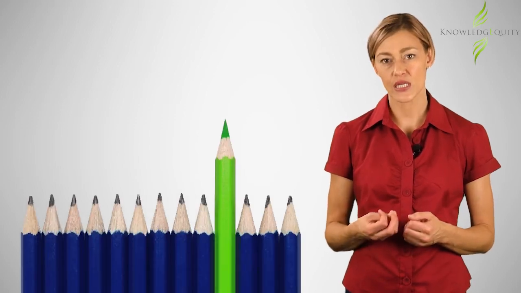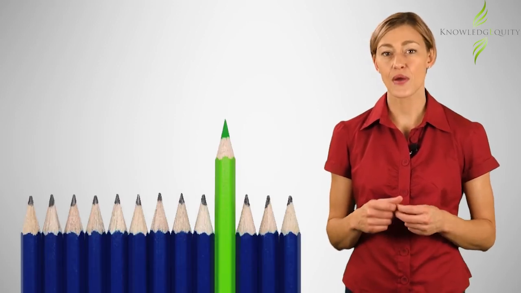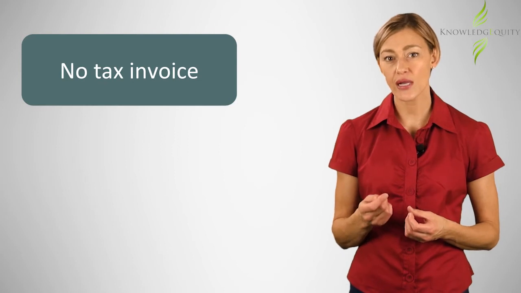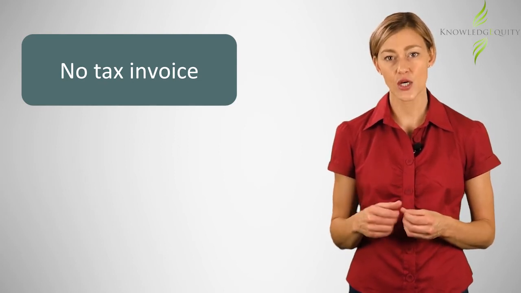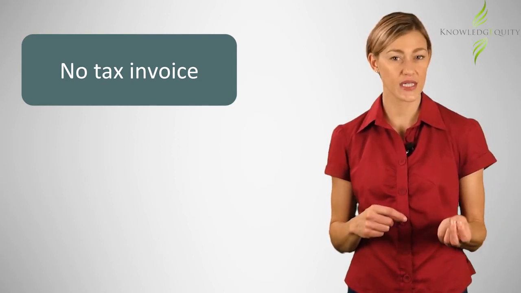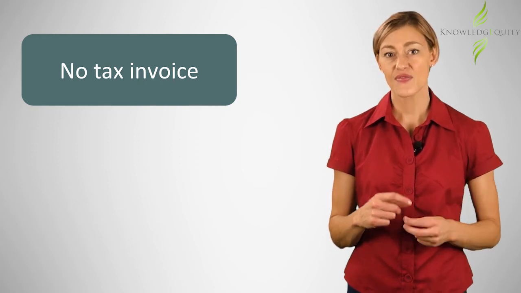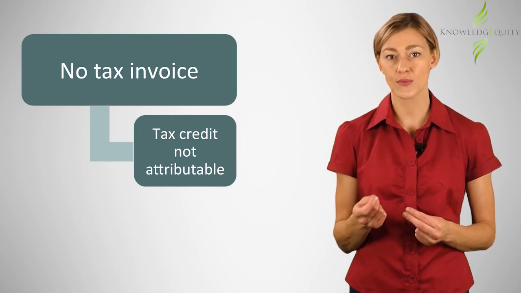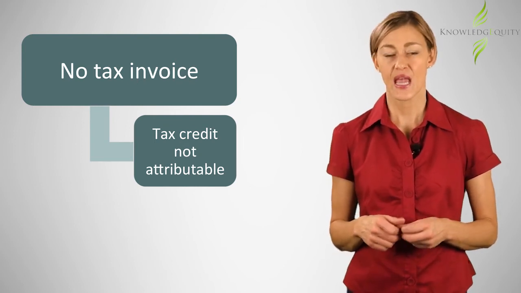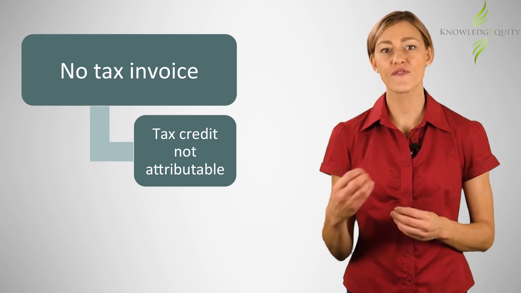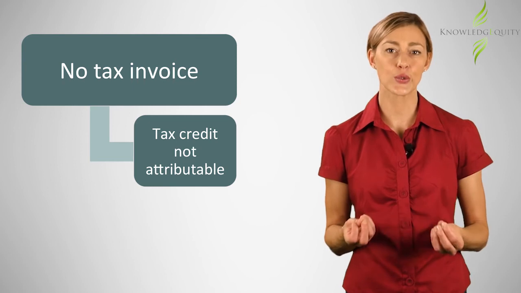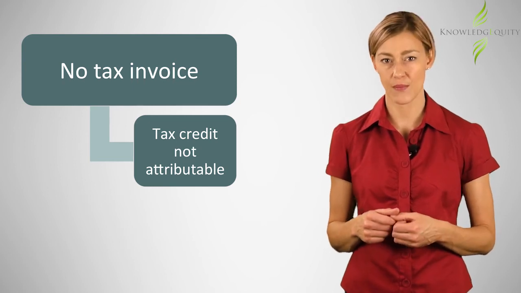With input tax credits, we also need to remember that there is an exception in relation to holding a tax invoice. If a required tax invoice is not held by the taxpayer by the BAS lodgement date for the tax period in which a creditable acquisition is made, then the input tax credit or any part of it is not attributable to that tax period. And instead, it's attributed to the first tax period in which both a tax invoice is held and you include the input tax credit in your BAS net amount.